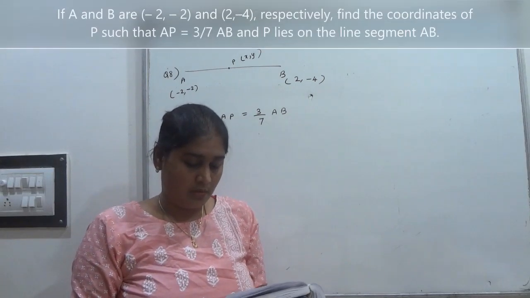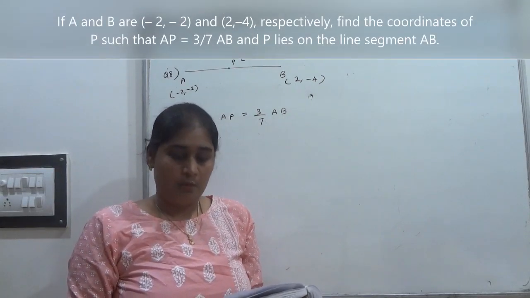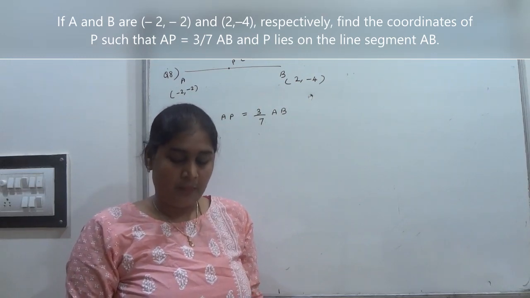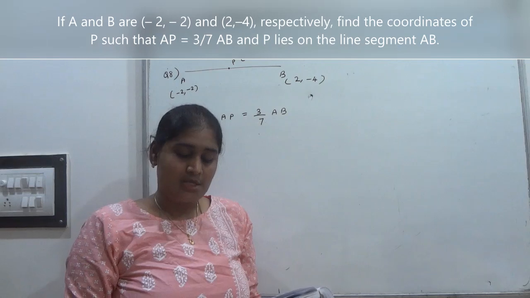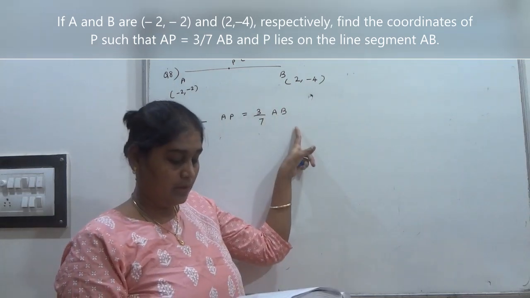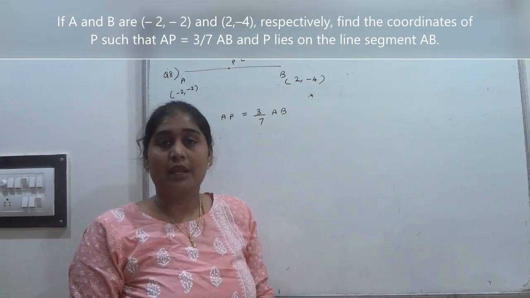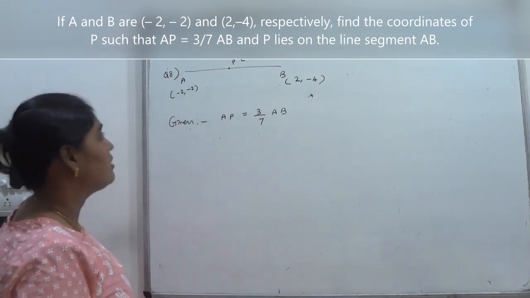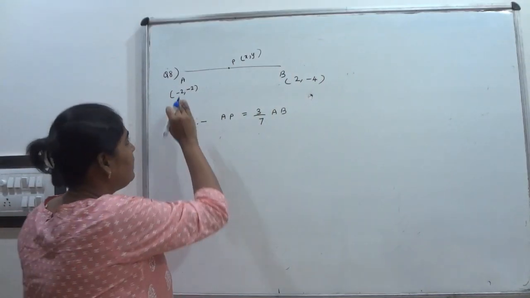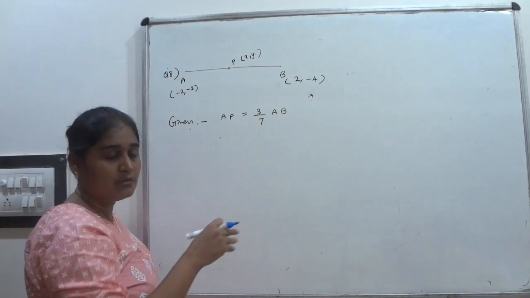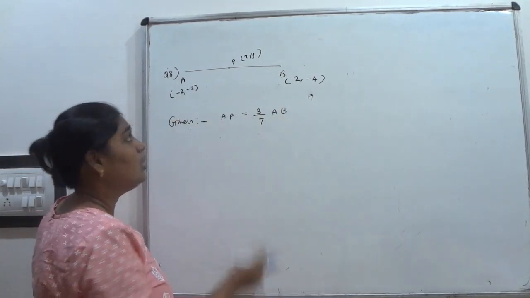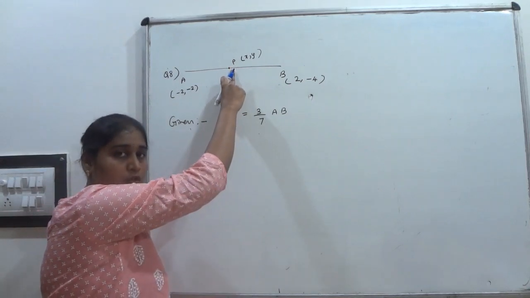Question number 8. If A and B are (-2, -2) and (2, -4) respectively, find the coordinates of the point P such that AP equals 3/7 AB and P lies on the line segment AB. What is given here? P is a point which lies on line segment AB, and the coordinates of points A and B are given to you.